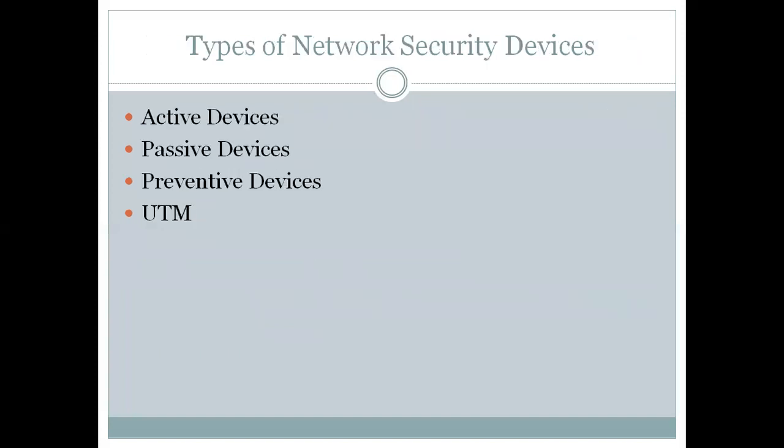In my next slide, I am explaining types of network security devices. There are four types of devices I'm going to explain here. The first one is active devices, passive devices, preventive devices, and UTM. Active devices apply control over the essential traffic. Firewall, antivirus, scanning devices, and content filtering devices are examples of such devices. Those are part of the active devices.